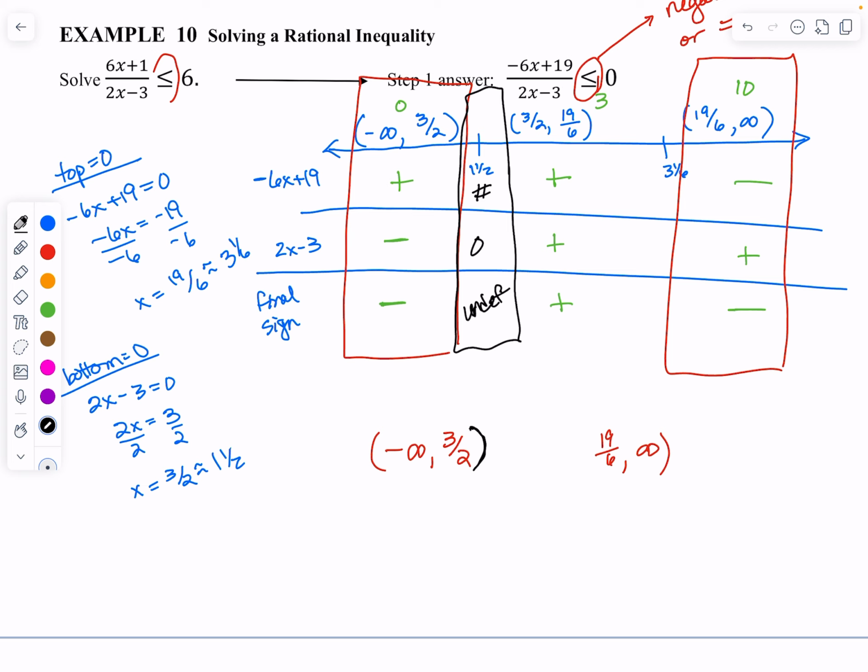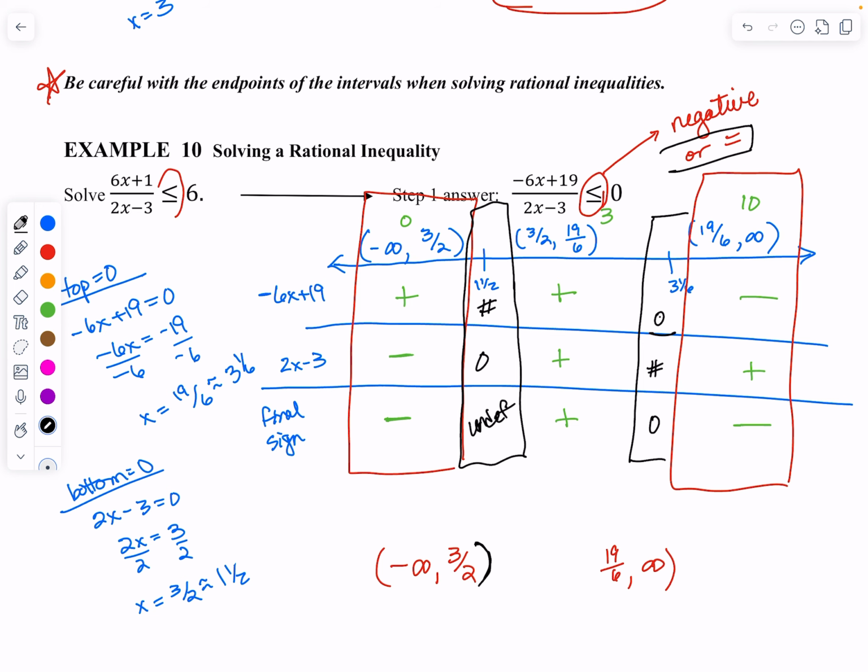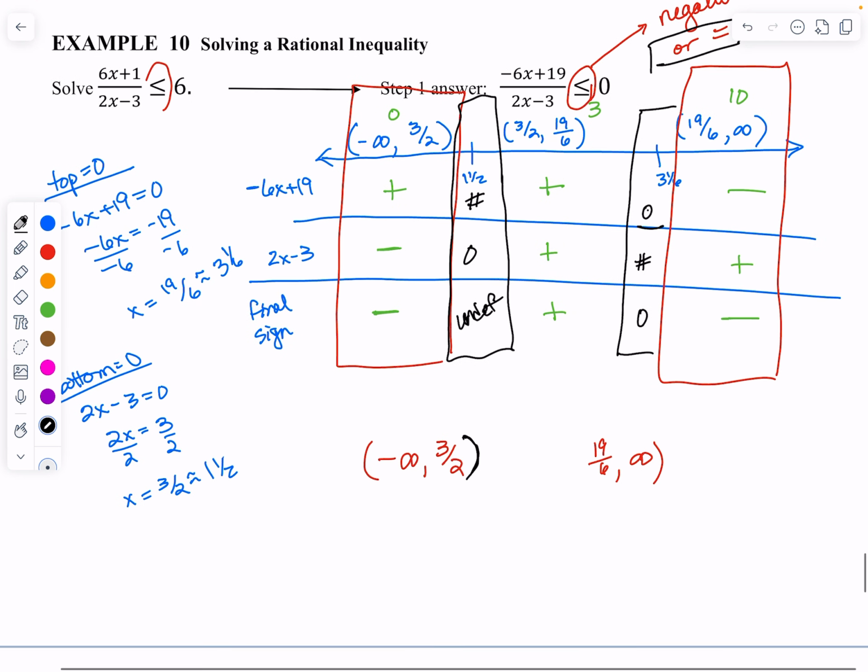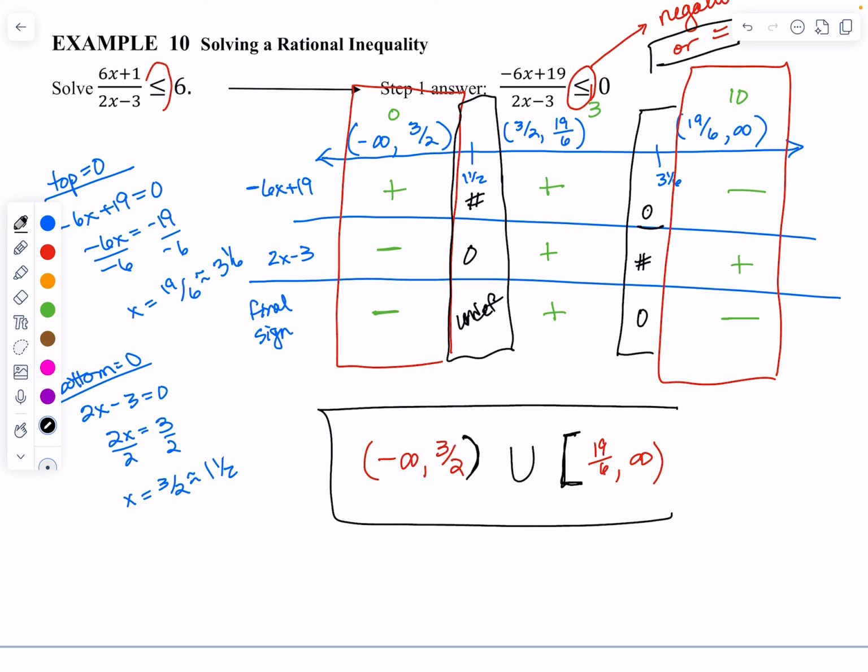Now let's plug in my other one, 19/6, or 3 1/6, and see what I get. Notice when I plug in 3 1/6, that was my answer to make the top 0. So that means the top is 0, which means it's not 0 on the bottom. That's going to be a number. So 0 divided by a number is 0. So it could be negative or equal to. So that one gets a bracket because it is included, and I always put my little Matthew in there. So this is my final answer.